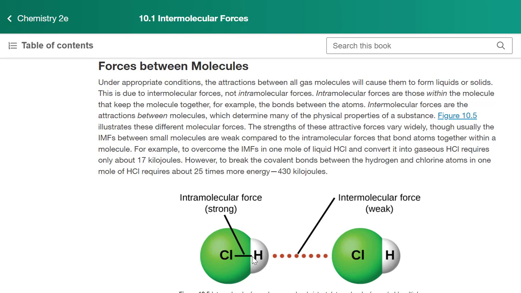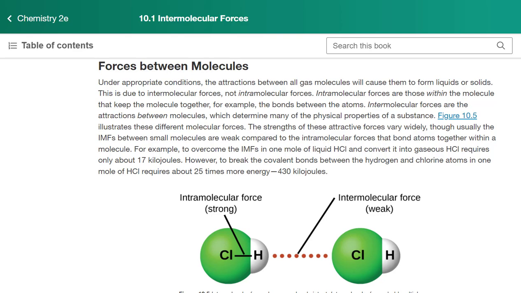So that's what we talked about in modules 7 and 8. Those are much stronger. Those are chemical bonds. So we might call those intramolecular forces, but we basically call those chemical bonds, right? Or covalent bonding. This is a different thing. This is between those molecules. So intermolecular force between molecules, and it's a much weaker type of interaction.